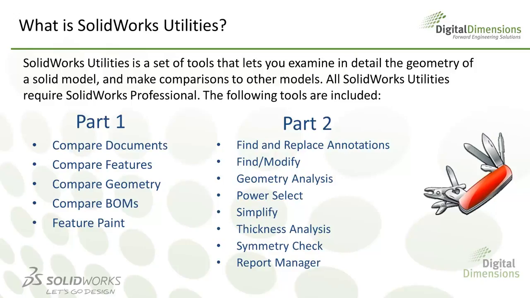This is a big area in SolidWorks Utilities where you're able to compare documents based on file properties, your document properties, custom properties. You can compare features of one part to the other, so it'll look at the parameters of the features and compare between them. You can compare geometry, which is especially useful when you have a non-native SolidWorks file. So for example, you get an IGES file and you're trying to compare it to your original or an earlier version. And you can compare bill of materials.